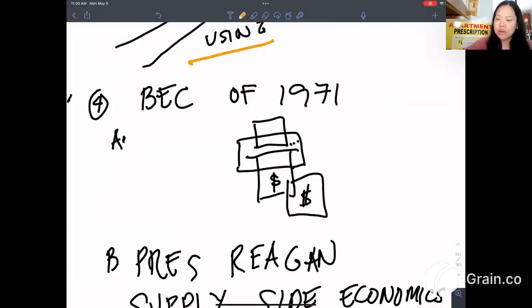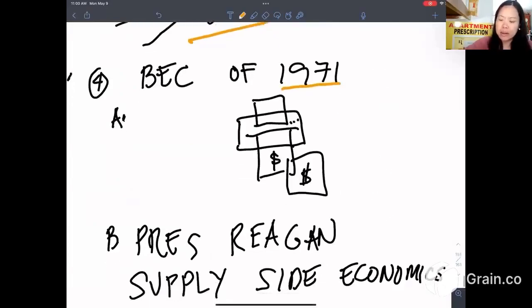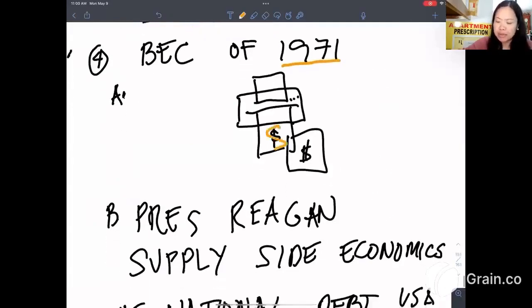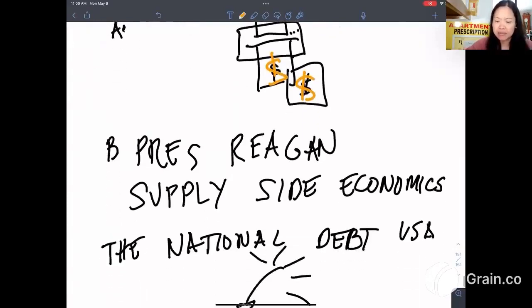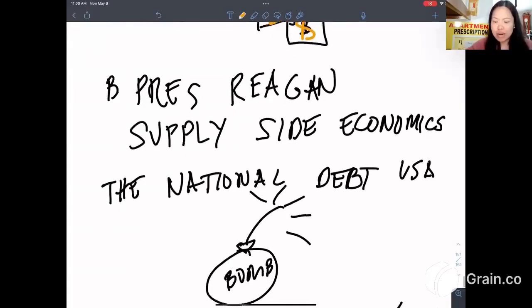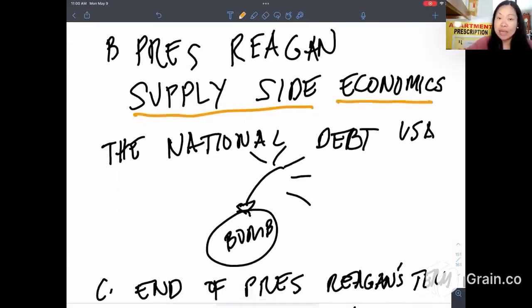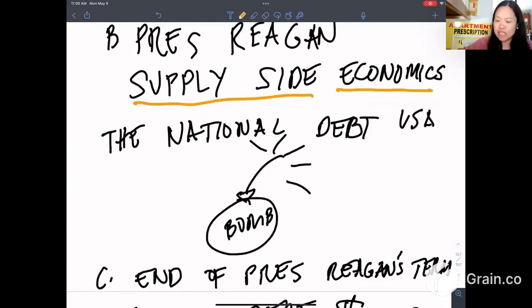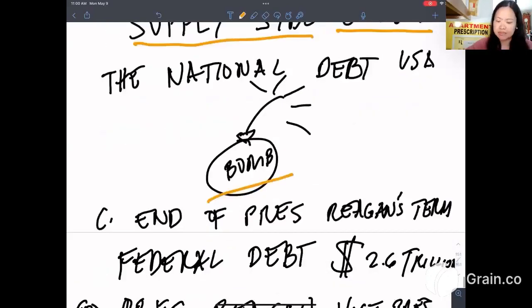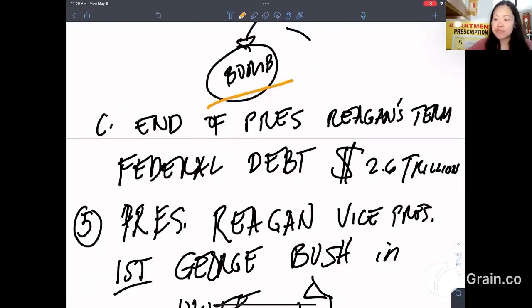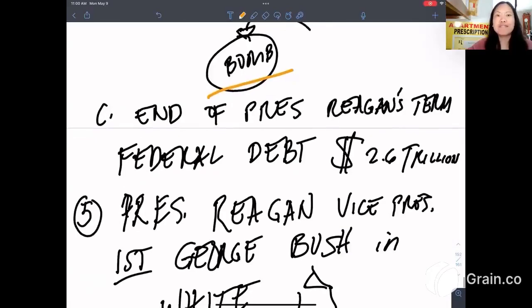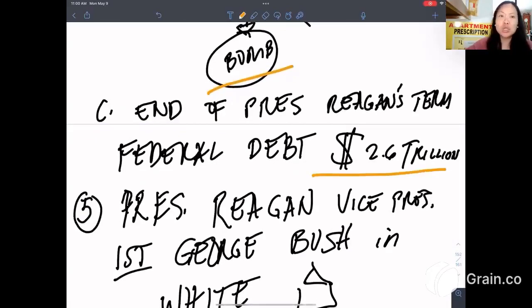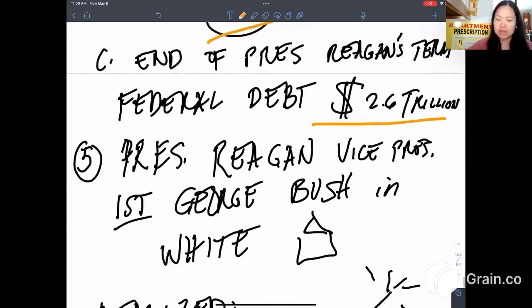Point number four, because of 1971, the government was printing money. Gold was taken off as the standard. President Reagan, supply side economics. Because of the supply side economics, the national debt was exploding in the USA. At the end of President Reagan's term, the federal debt was $2.6 trillion.